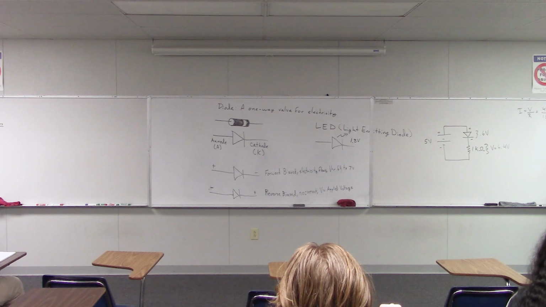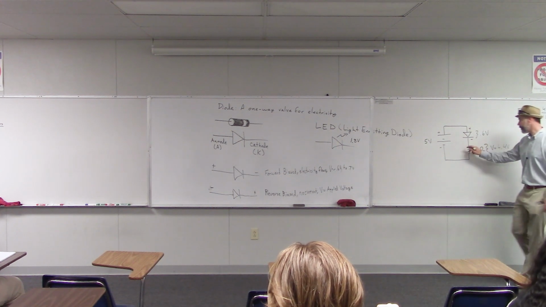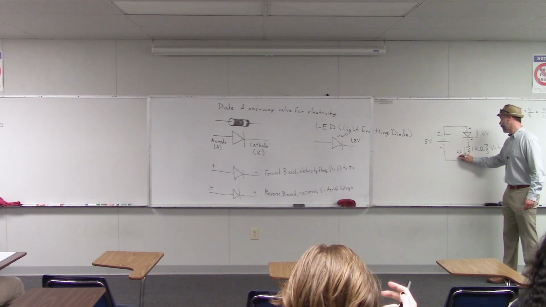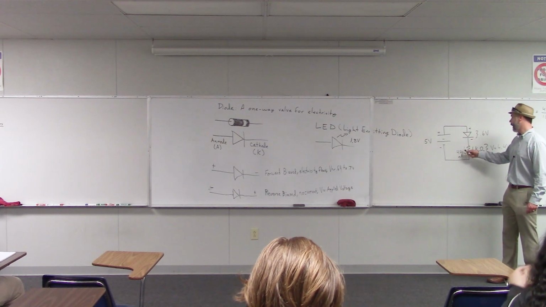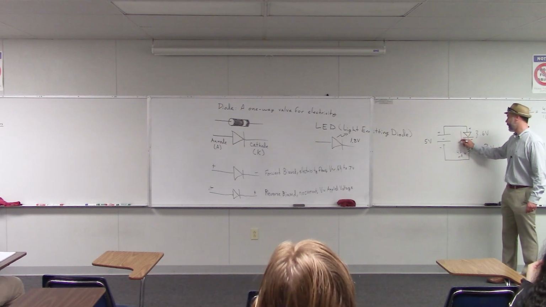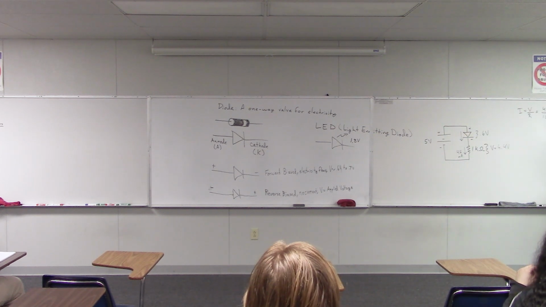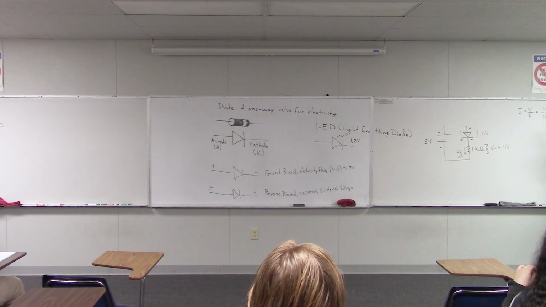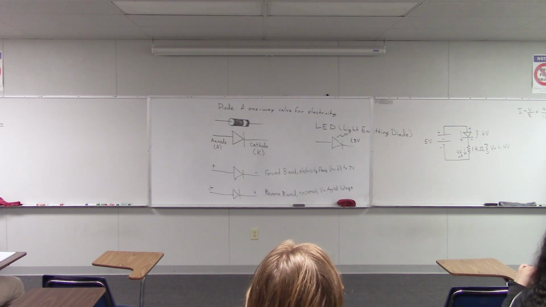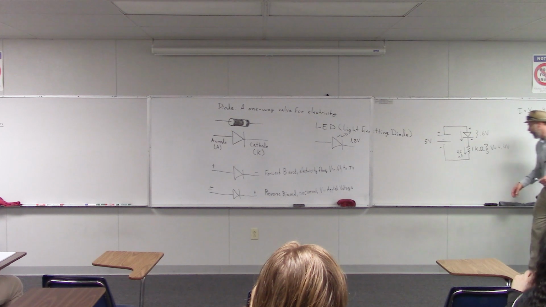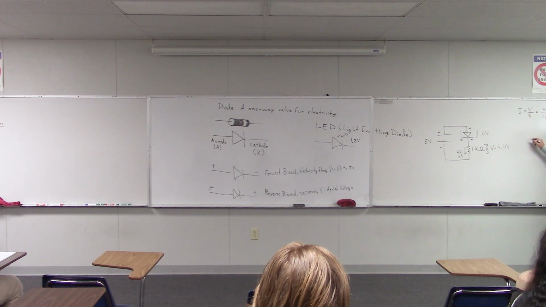So we'd have 4.4 milliamps flowing through there. And since this is a series circuit, we'd have the same current flowing through there, and the whole way around. Any questions about that? All right, cool. So that's how we can figure that out. Now let's look at a similar circuit.